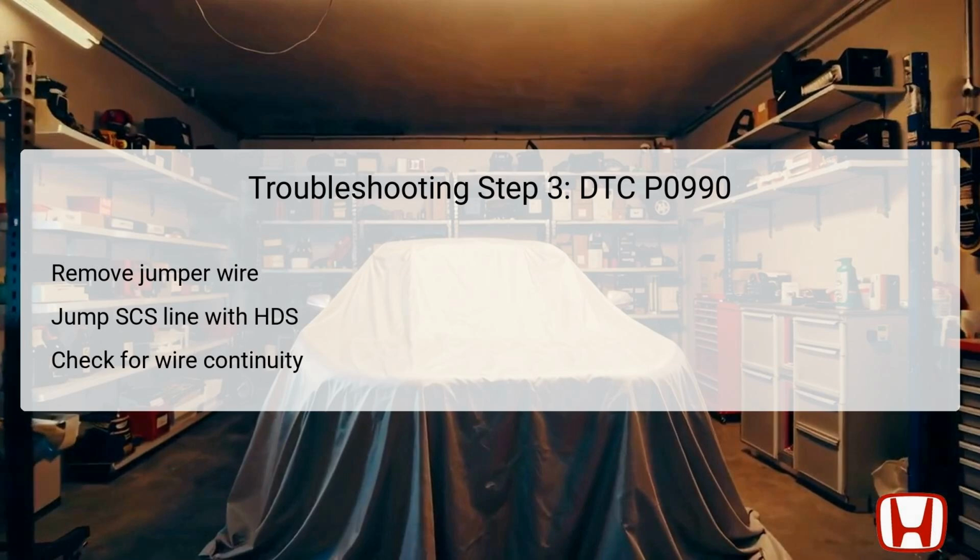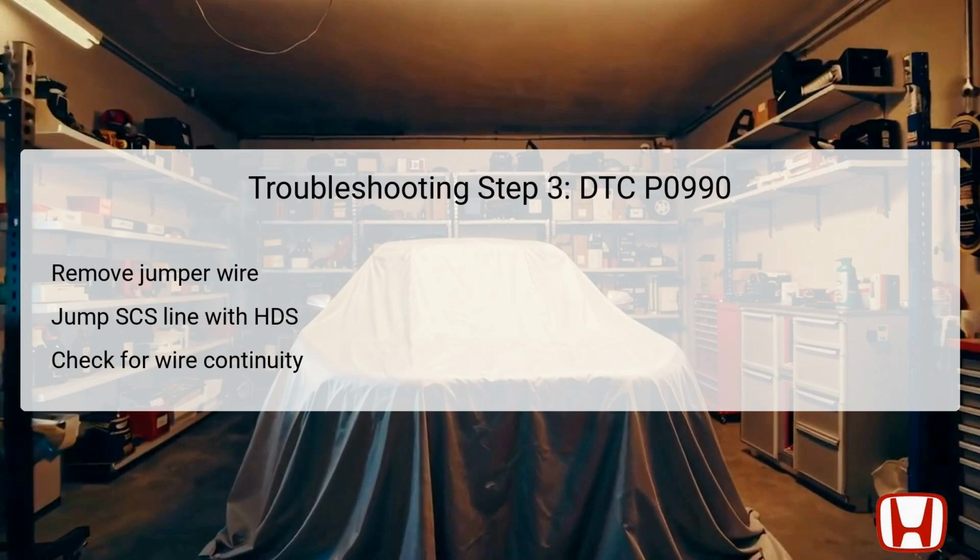The third troubleshooting step for DTC P0990 focuses on checking the integrity of the OP6SW line within the circuit. After verifying the previous steps, turn the vehicle to the off lock mode and remove the jumper wire to return to normal conditions. The next step is to jump the SCS line with the HDS, a term referring to the service check short line used in Honda Diagnostics. This helps access diagnostic functions within the system.